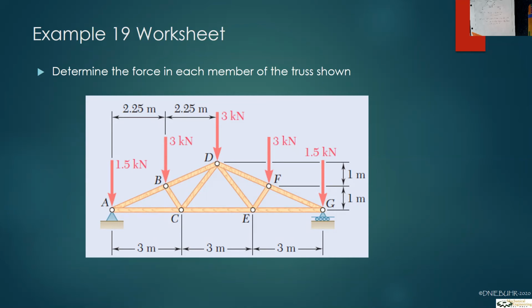This was lecture 20. In lecture 21, we're going to talk about zero force members and probably do another example, including zero force members. And then in lecture 22, we'll talk about method of sections.